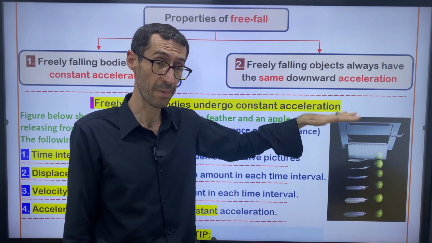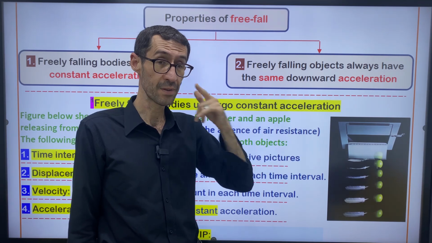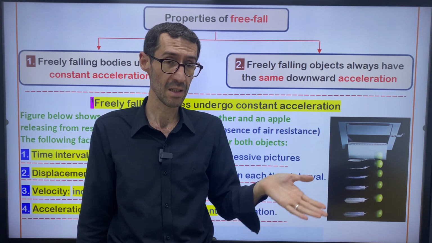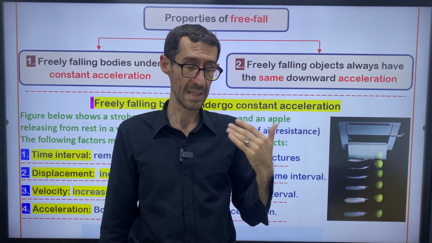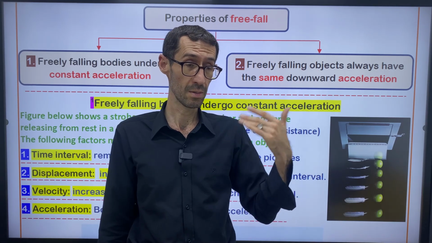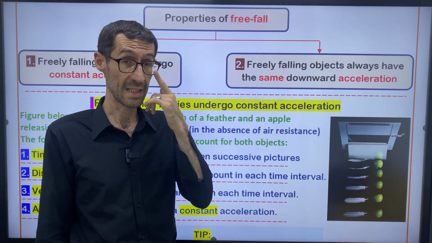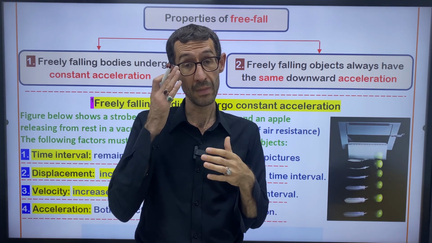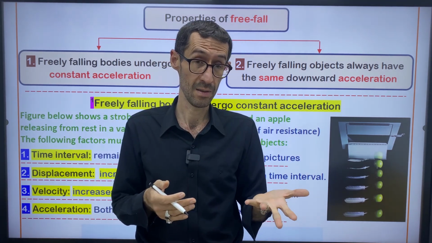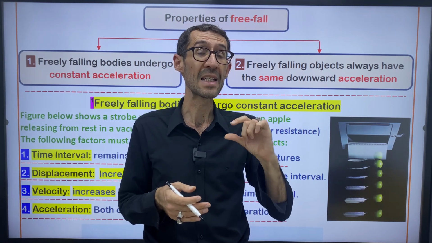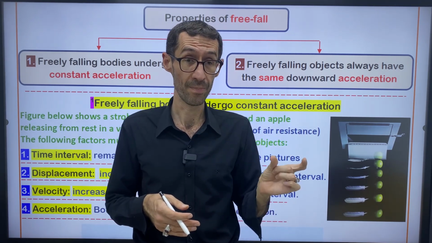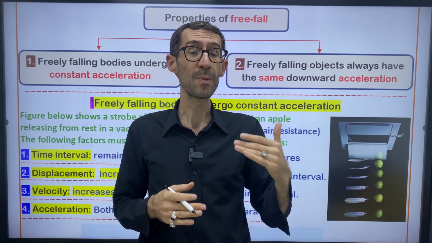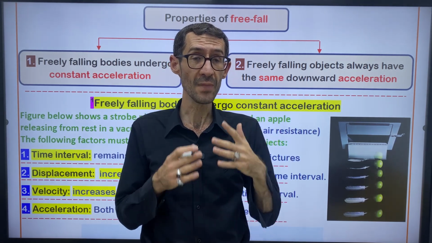For example, the first time interval is 0 seconds. These objects start from rest. After, for example, 1 second, they travel a particular distance. After a second time interval, they travel another displacement, and displacement is increasing by the same amount. We cannot say displacement is constant. Displacement is increased by the same amount.